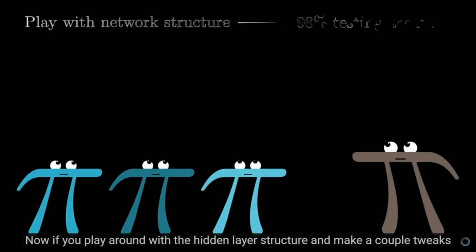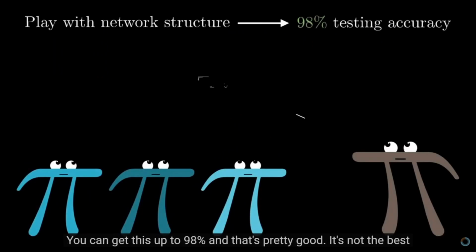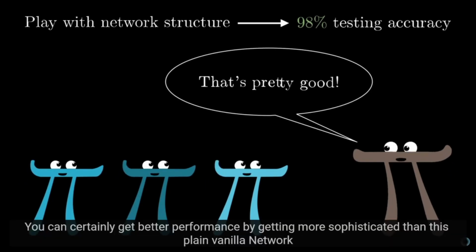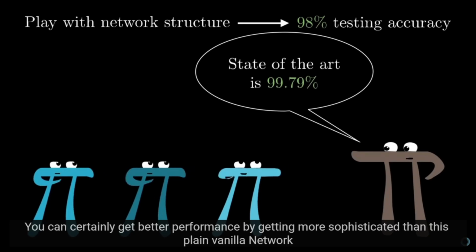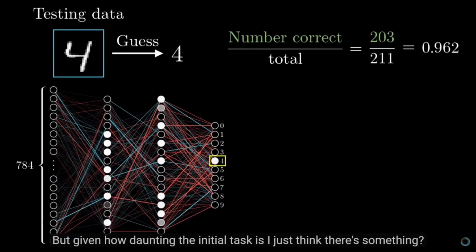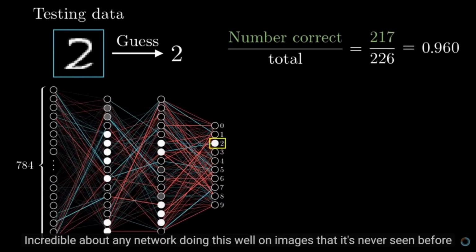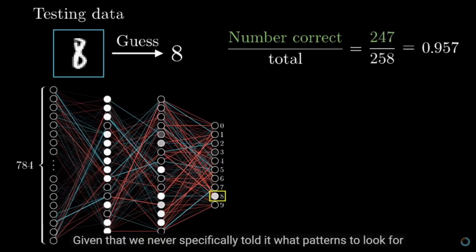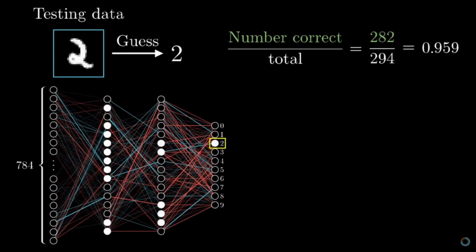Now, if you play around with the hidden layer structure and make a couple tweaks, you can get this up to 98%. And that's pretty good. It's not the best. You can certainly get better performance by getting more sophisticated than this plain vanilla network. But given how daunting the initial task is, I just think there's something incredible about any network doing this well on images that it's never seen before, given that we never specifically told it what patterns to look for.